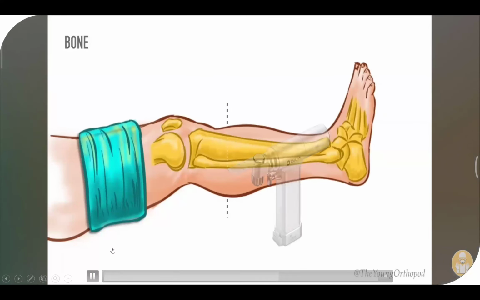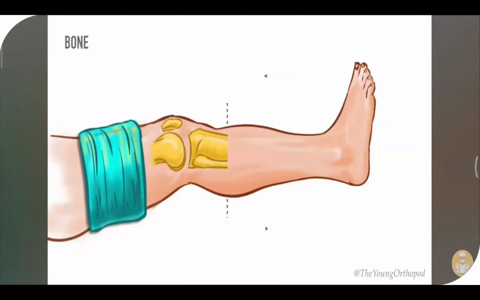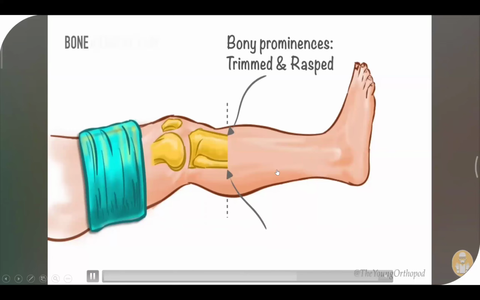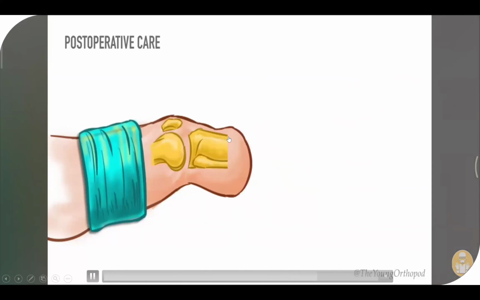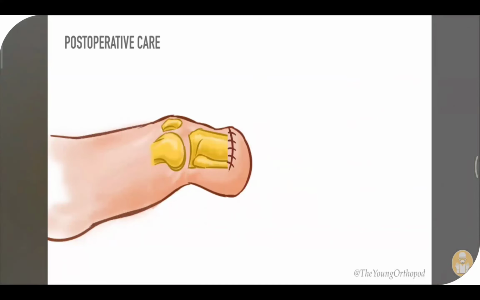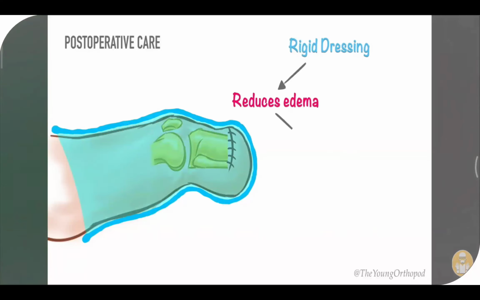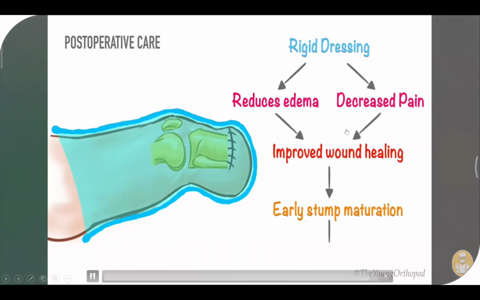Continue, Praveen. Yes, sir. Excessive periosteal stripping should not be done because it leads to sequestration. The bones should be trimmed. Bone end should be trimmed at the level of the stump. Then post-operatively, you can use soft dressing or rigid dressing. Rigid dressing is preferred because it reduces the edema and also reduces the pain, which causes improved healing, early stump maturation, and the patient has the chance of early ambulation.